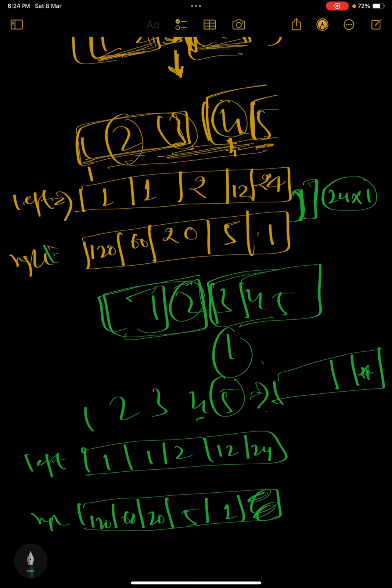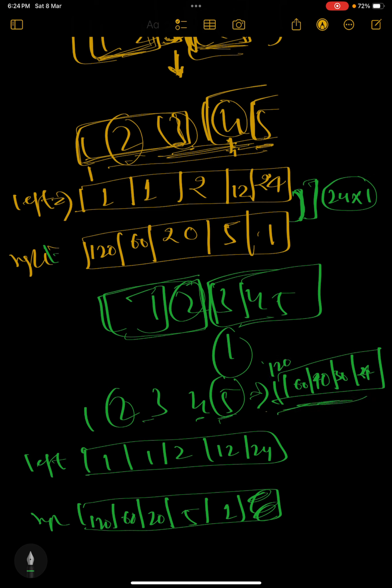For 4 it should be 3 6 6 30. And for this 5 4 20, 20 into 2 40. And for 2 it should look like 5 4 20, 20 into 3 60. And for this it should look like 120. The answer should be like this.